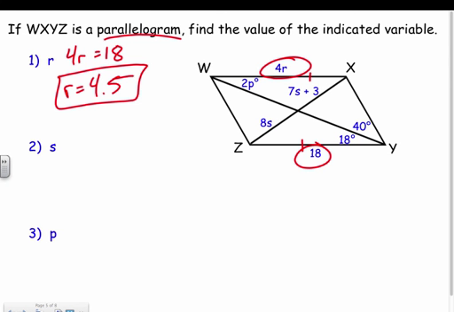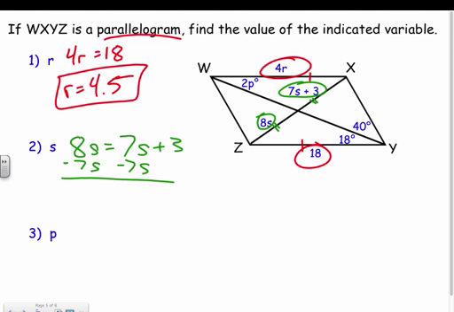Looking at S. Well, here's S. Here's another expression with S. I know that diagonals bisect each other, so I know that these two are congruent, which means I can set those equal. So I know that 8S equals 7S plus 3. Subtract my 7S, and I get 1S, so S equals 3. It's just asking for the variable. I don't have to plug back in and find angle measures or anything.